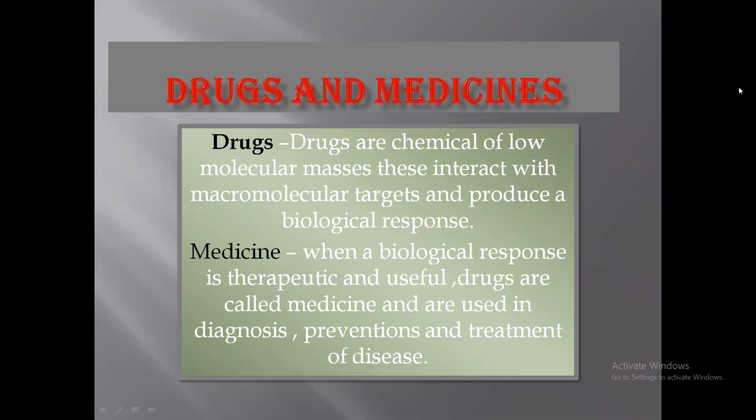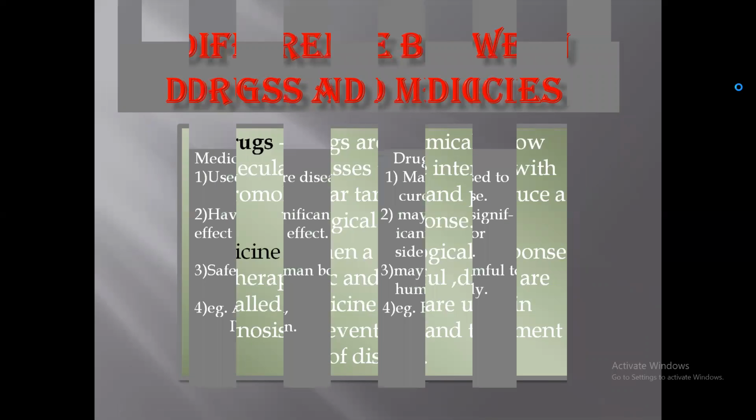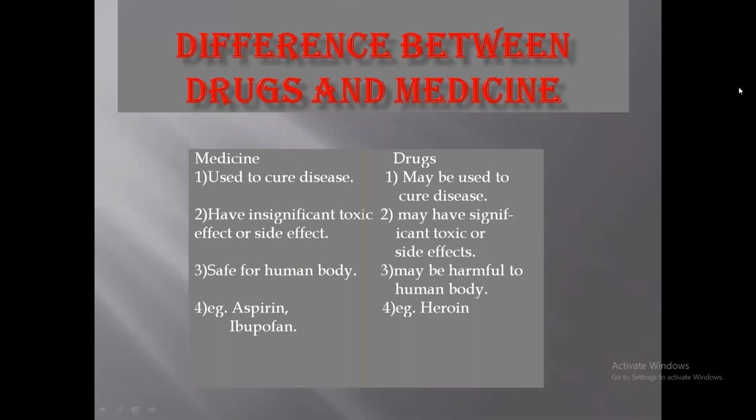What is meant by medicine? When a biological response is therapeutic and useful, the drugs are called medicines. Medicines are used in the diagnosis, prevention, and treatment of a disease. Now we will see the difference between drugs and medicines.